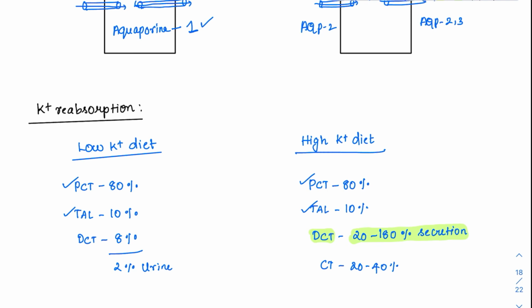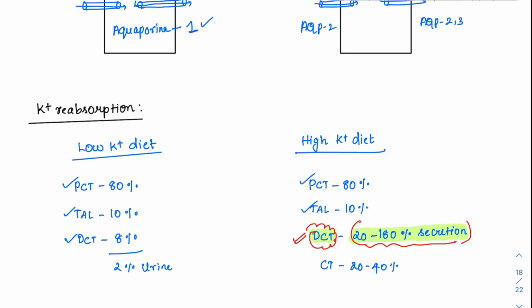The difference comes in this DCT. Whenever the person is under low diet, it reabsorbs the potassium 8% and the remaining is sent in the urine. Whereas this DCT, whenever the person is under high potassium diet, it doesn't reabsorb. Instead, it secretes, because too much potassium in the blood levels will cause severe arrhythmias, which we don't want. Kidney is a wonderful organ to prevent this arrhythmia, wherein 20 to 180% of the normal reabsorption can be secreted in and sent out in the urine. That is one beautiful thing about this potassium levels.